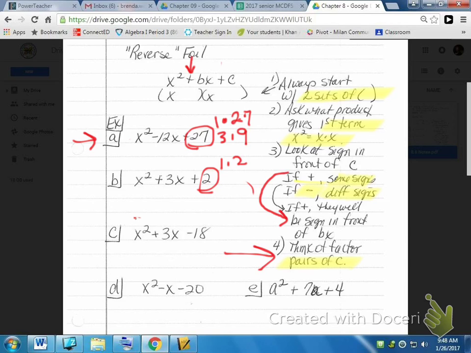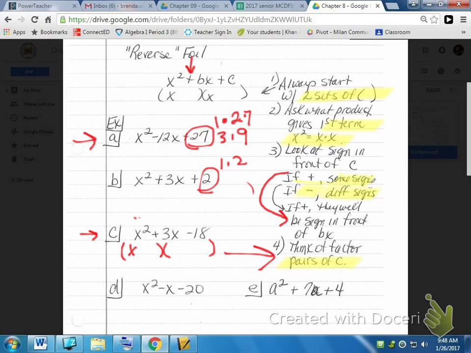All right, anybody else? All right, let's look at C. This one's going to be a little different because of that sign that we look at. So go back to step 1. What's our step 1? Parentheses. So we're trying to factor x squared plus 3x minus 18. You put your 2 sets of parentheses. Step 2, what gives me x squared?